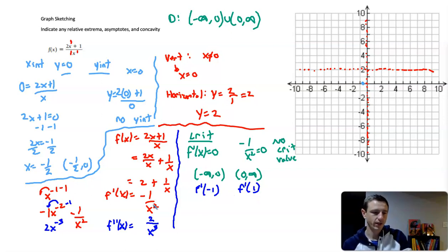So plugging negative 1 into the first derivative gives negative 1 over negative 1 squared, which is negative 1 over positive 1. Negative over a positive is a negative. So that one's going to be decreasing. Here, positive 1 squared is positive. Negative over positive is negative. It's also going to be decreasing. So we got two intervals that are decreasing.